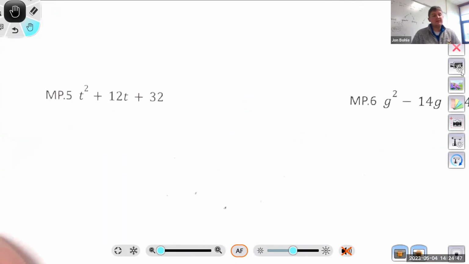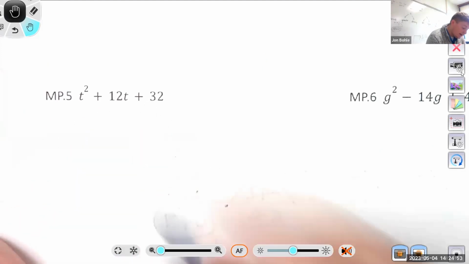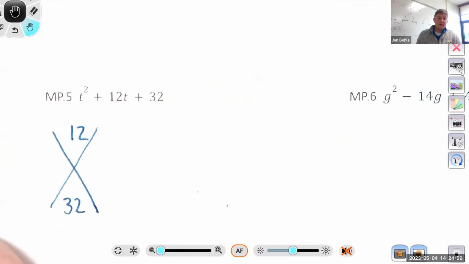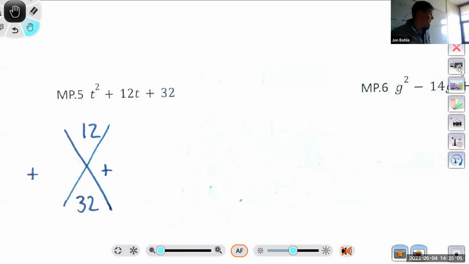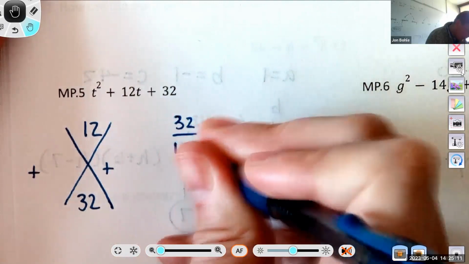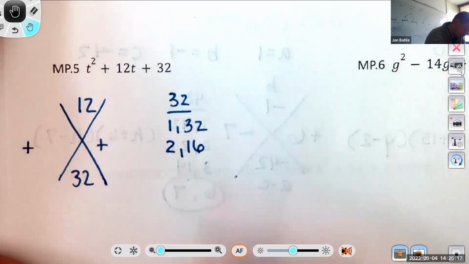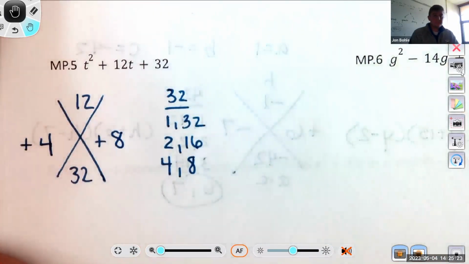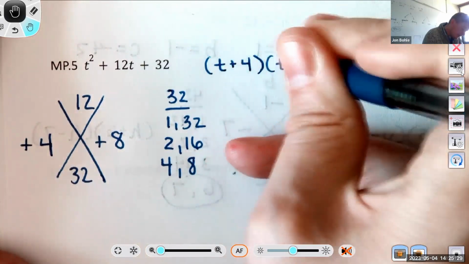Okay, monitoring progress 5. So here again, we're multiplying to positives and adding to positives, so everything's positive. We're trying to multiply to 32 and add to 12. Both numbers are going to be positive in this situation. So you might have to start listing combinations that multiply to 32. If you don't know what those are, literally list them, use your calculator one at a time. 1 and 32, that does not work. 2 and 16, that also doesn't. It doesn't divide by 3, but it does divide by 4. So it's going to be +4 and +8. So this factors into t plus 4 times t plus 8.